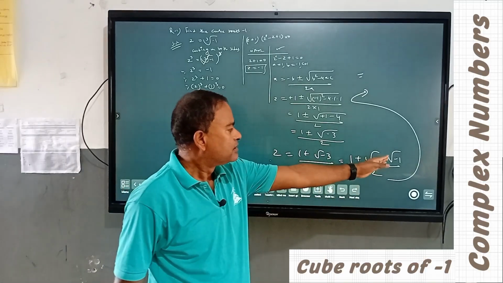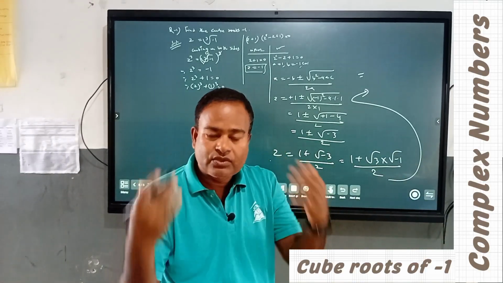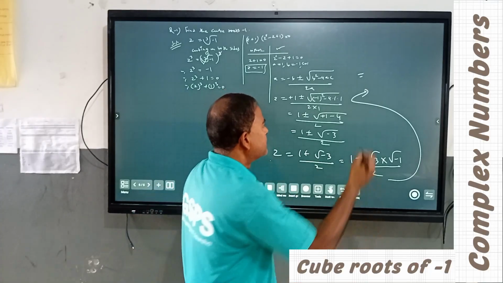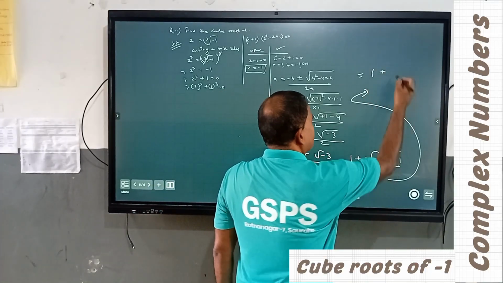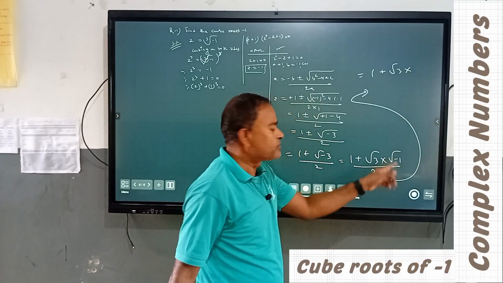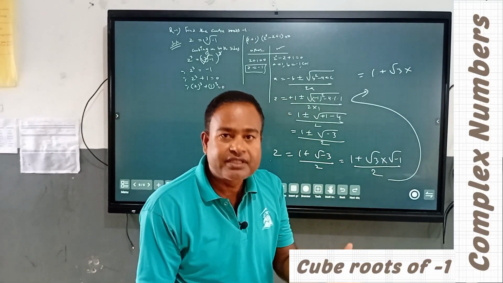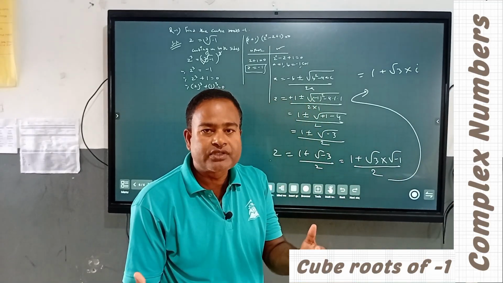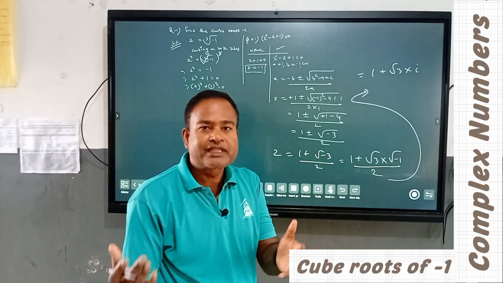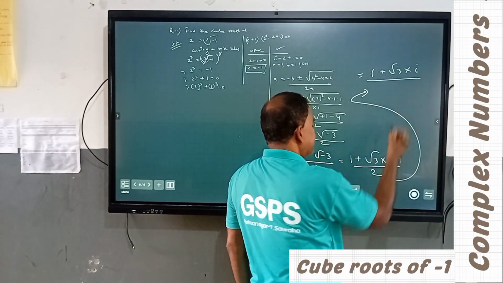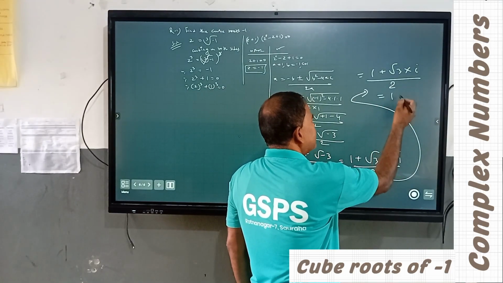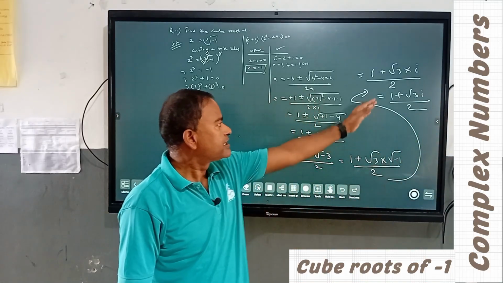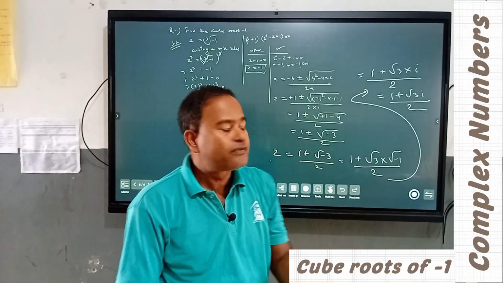Let's write the square root of -1 as iota. The value of i equals the square root of -1, which is the imaginary unit. So 1 plus root 3 times the square root of -1 becomes 1 plus root 3i, divided by 2. Dear students, this is the complex cube root of -1.